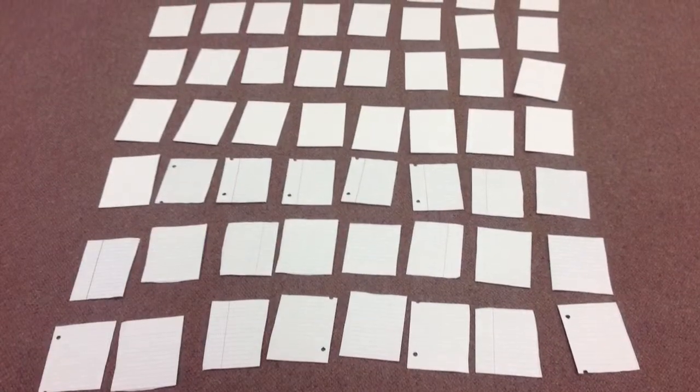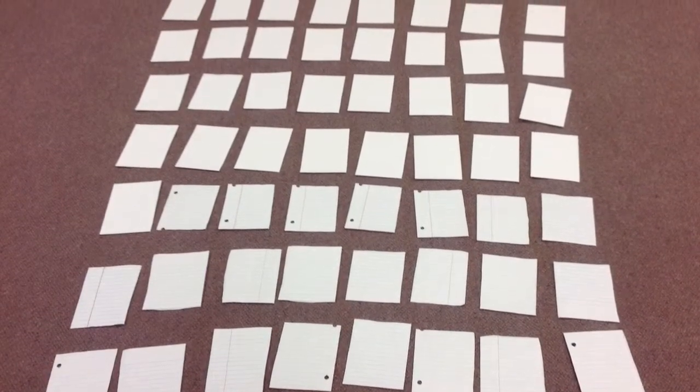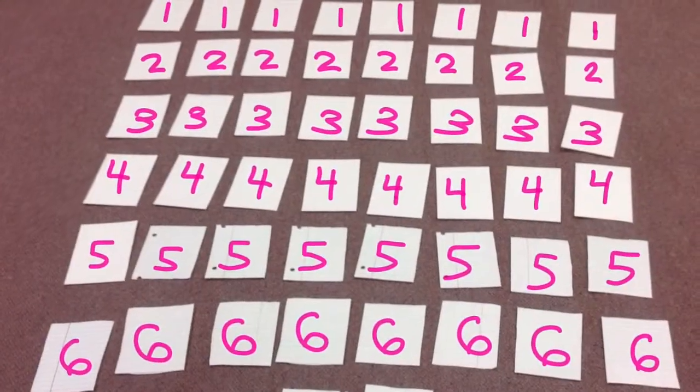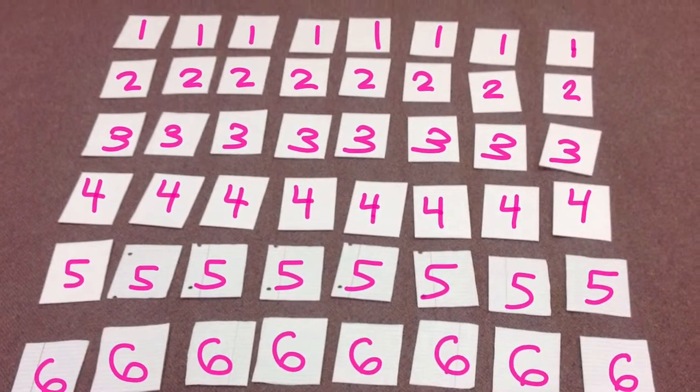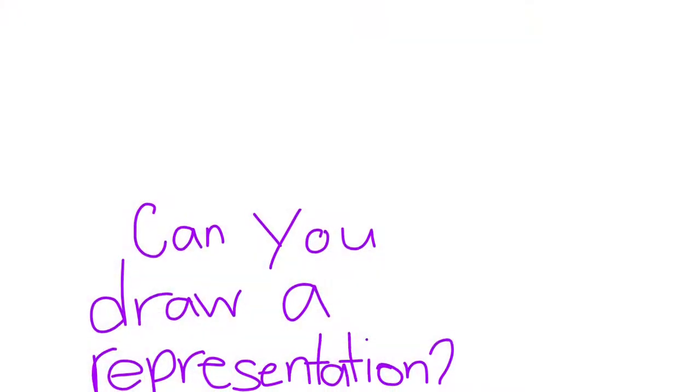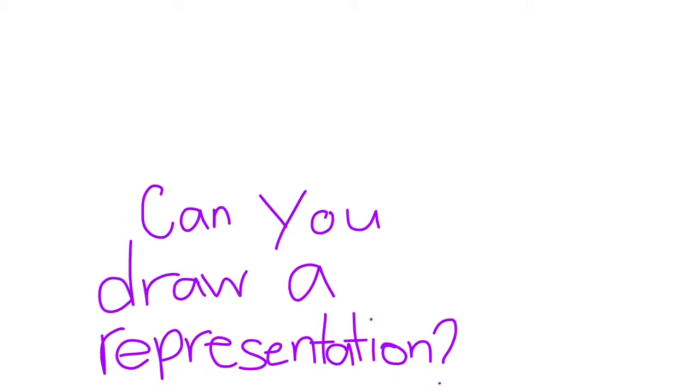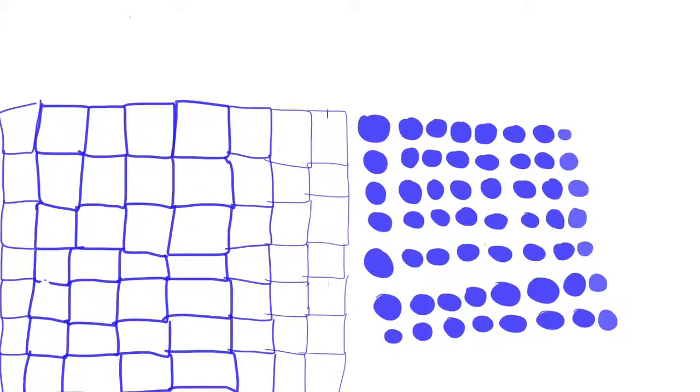This is 7 groups of 8. Can you see 7 groups of 8? Here are the groups. There are 7 groups of 8 pieces of paper. Can you draw a representation of 7 times 8? This is a representation of 7 times 8.